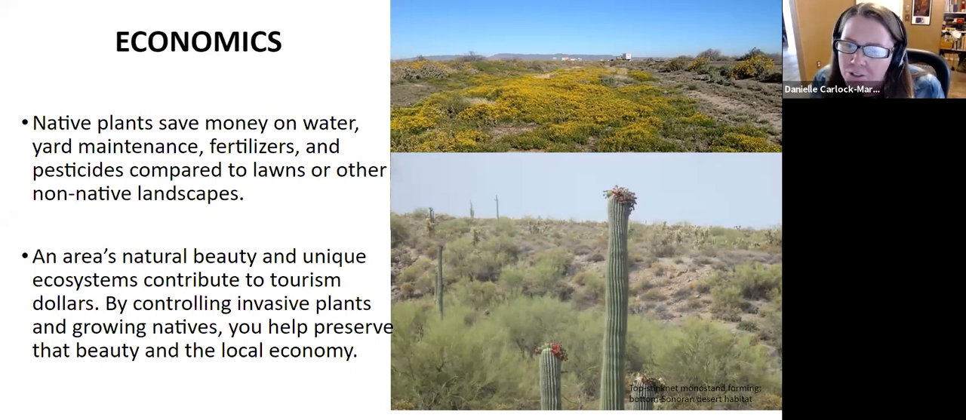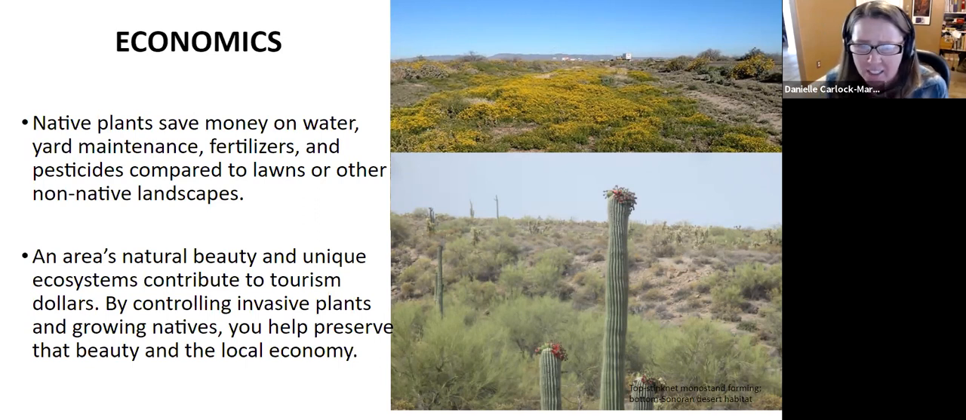And then also, these are some pictures here. The top is a picture of a stinknet, which is an invasive plant in Arizona, and it's creating kind of a monoculture there alongside that road, versus a picture of the native Sonoran Desert habitat. And so the idea here has to do with no matter what region you look at, most regions have some tourism value because of their natural environment, no matter where you're looking, here or beyond the United States.